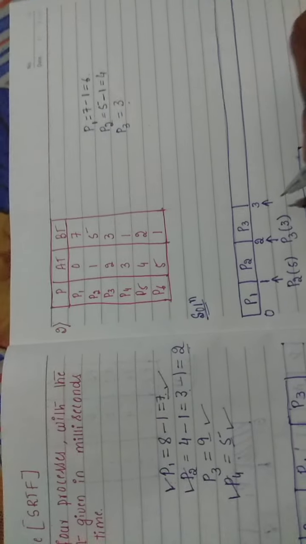At 3 milliseconds again check whether any process is coming or not. At 3 milliseconds you have a process P4. How many milliseconds of burst time does he have? 1 millisecond. Update process P3. He executed for 1 millisecond, so you subtract this one. So it will be 2 milliseconds. Now just now process P4 arrived. He has 1 millisecond.